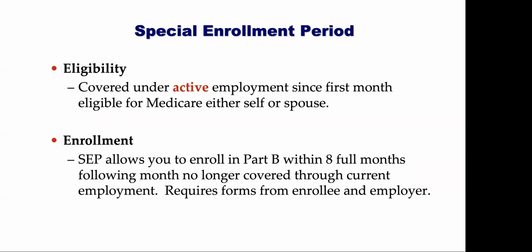And then when you decide to retire, you can have a 3-month period before your retirement date or 8 months following your retirement date where you're allowed to enroll in Medicare Part B without any penalty. That's the special enrollment period, and it only applies for people who continue to work beyond age 65 for a large employer, 20 or more employees, that offers health insurance either through their own employment or through employment of a spouse. Before I go any further, I will pause and ask if there are any questions so far.